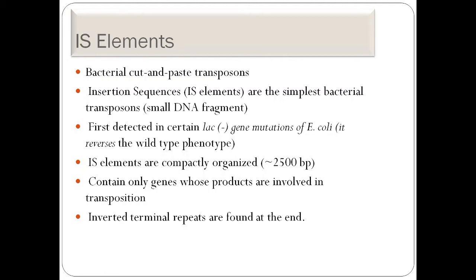Insertion sequences are small DNA fragments, or we can say the simplest bacterial transposome. These were first detected in certain lac mutants in E. coli, lac being responsible for lactose. IS elements are compactly organized, approximately 2500 base pairs, and contain only genes whose products are involved in transposition. Inverted terminal repeats are found at the ends.